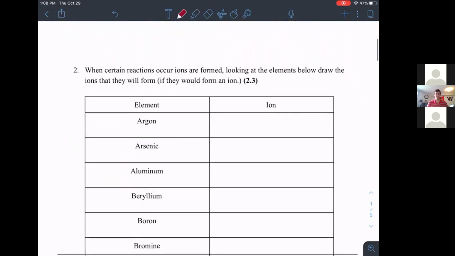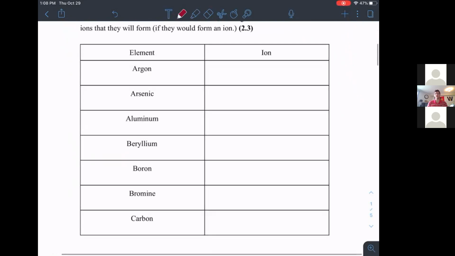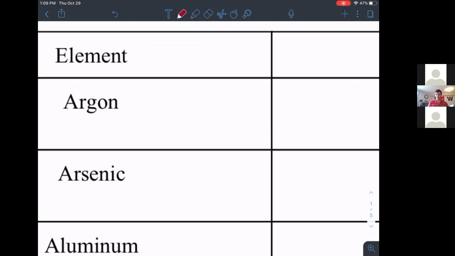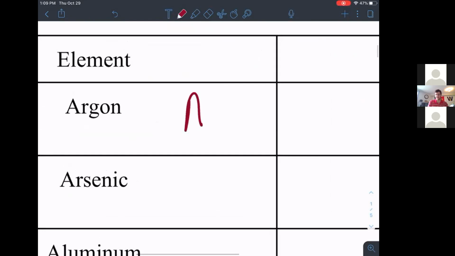All right, so number 2 says we wanted to draw the ions here. So I'm going to draw the actual element's Lewis dot structure. Argon has 8 valence electrons, and it's a noble gas, and we should remember that noble gases do not react. So there's no ions created.